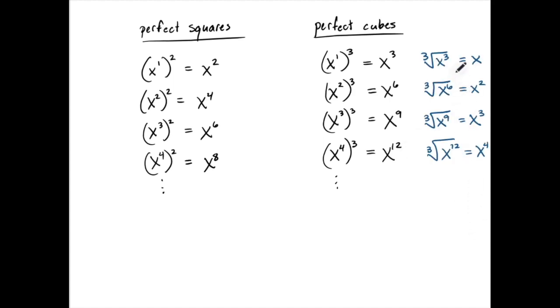So the shortcut is that when we have a perfect cube, which means we have an exponent that is a multiple of 3, we take the cube root by dividing that exponent by 3. So the cube root of x to the 12th is x to the 12 divided by 3, or x to the 4th. So let's see how we can use this shortcut in our example.